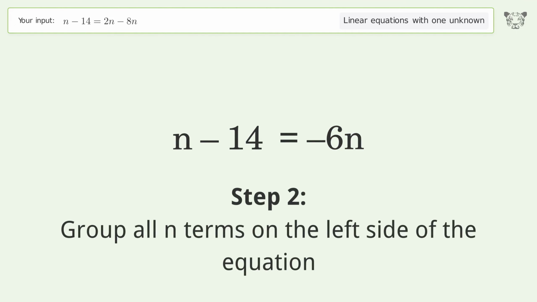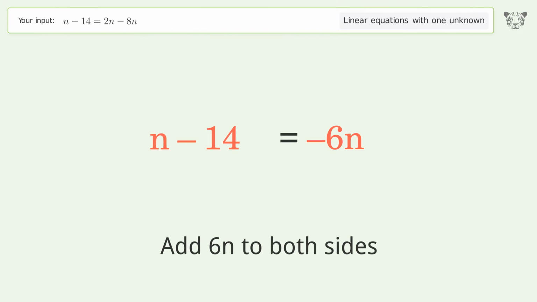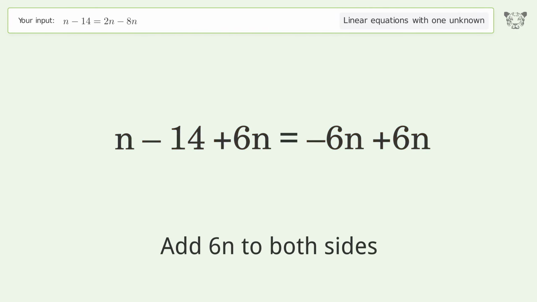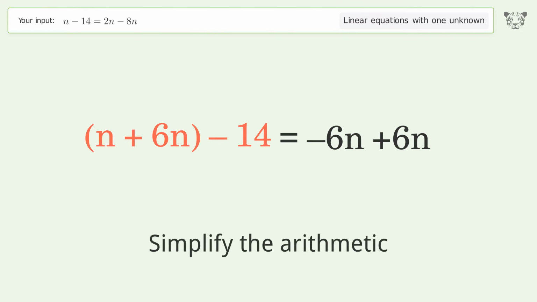Group all n terms on the left side of the equation. Add 6n to both sides. Group like terms. Simplify the arithmetic.